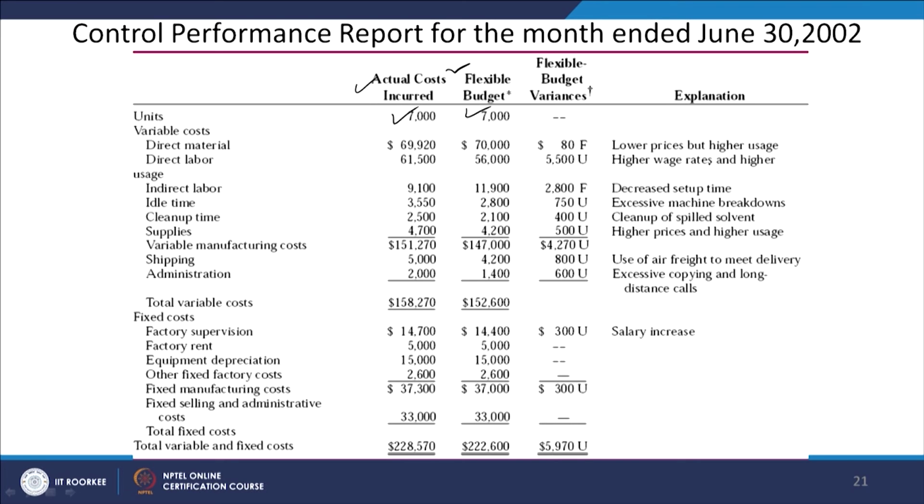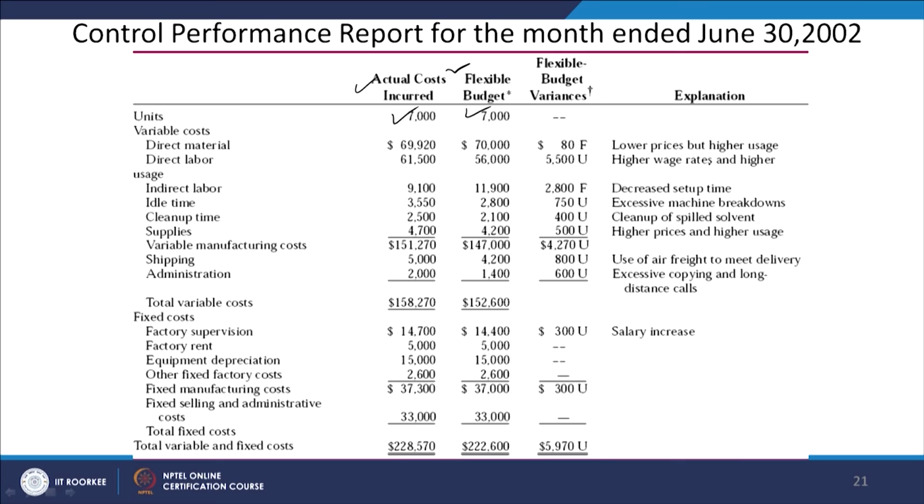look for the reasons. Administration is again unfavorable, so excessive copying and long distance calls, so your telephone expenses, photocopy expenses and other things have gone up, we have to look for the reasons. And then you talk about the factory cost, so here again it is in the salaries part, factory supervision cost has gone up, salaries have increased. So this is an unfavorable variance and we will have to find out the reason for that, but since salaries cost again depends upon external factors, largely you cannot do much here.